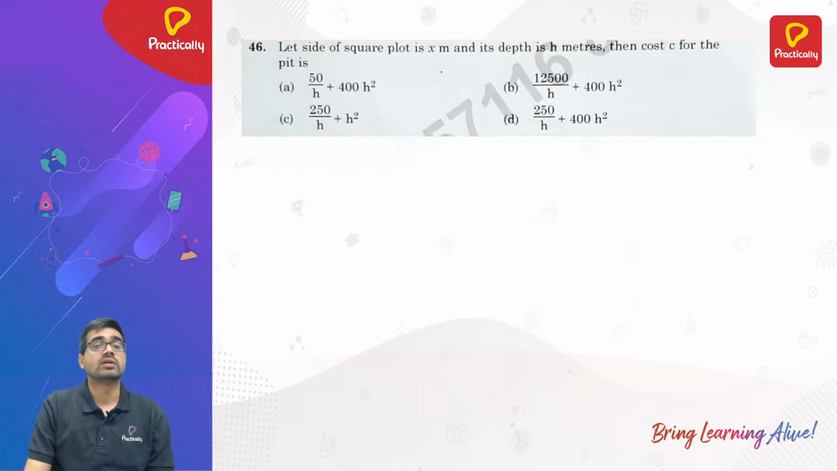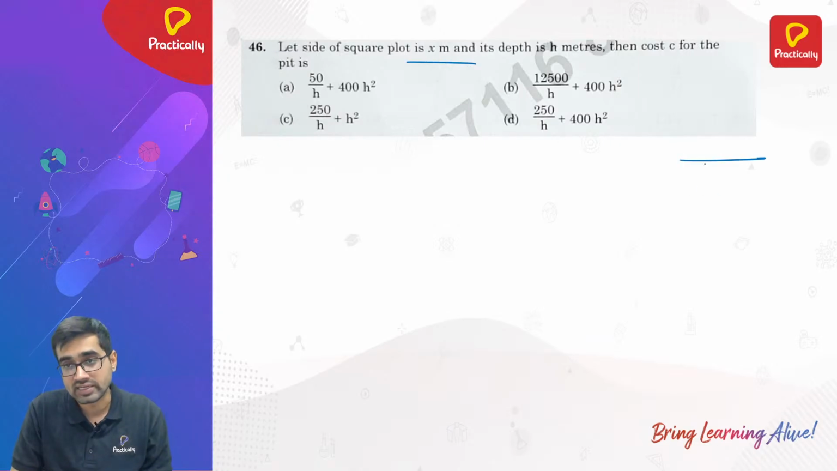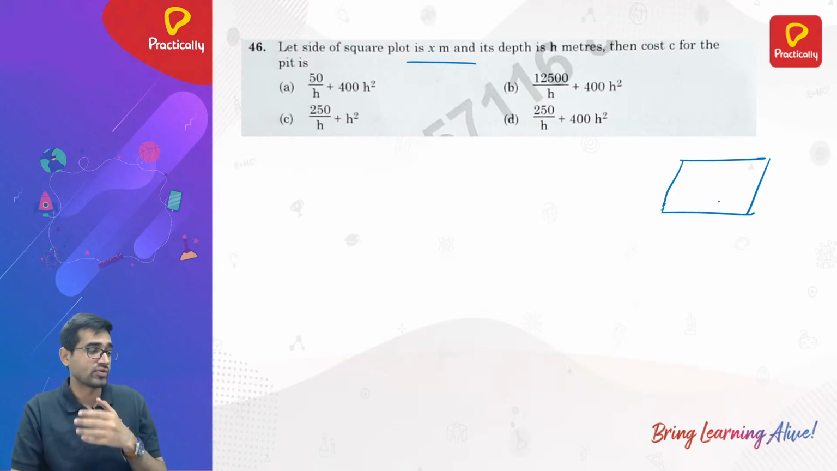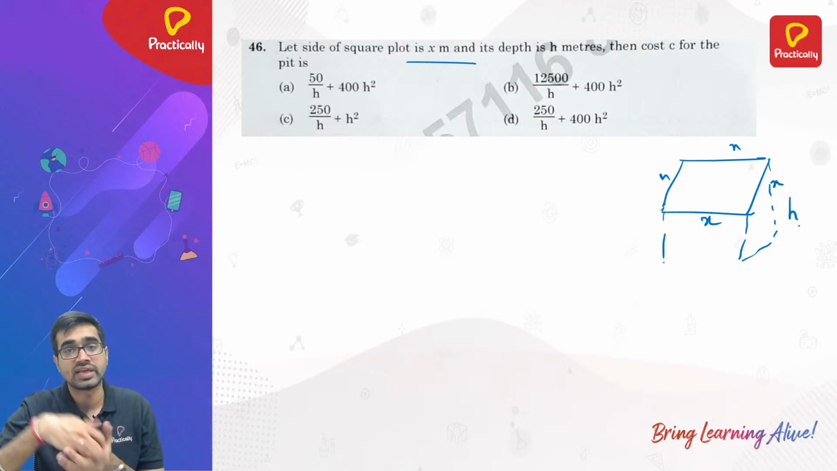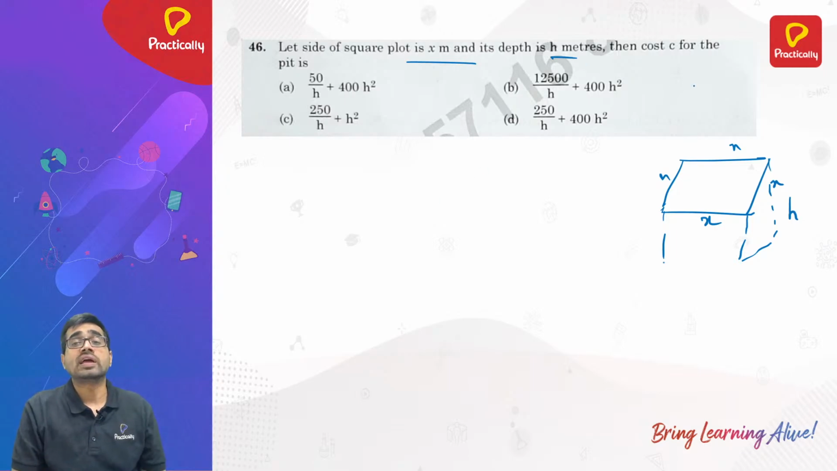Let's read one by one. Let the side of the square plot be x. This is a square. It is just from the angular view so that you can see in 3D. This is x. This is a square. It's a cuboid that we are going to form. The height is h. The depth is h. Okay. Then the cost C for the pit.